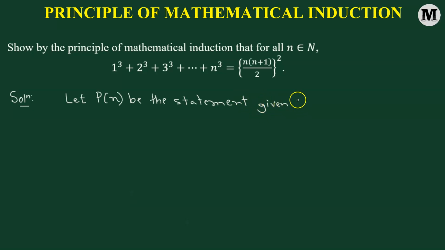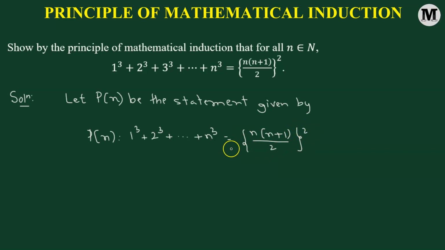This particular statement is given by P of n such that we take the equation 1 cube plus 2 cube going all the way up to n cube, that's equal to n times n plus 1 whole divided by 2 squared. This is the sum of the cubes of the first n natural numbers, and its sum gives us n times n plus 1 over 2 whole squared. We have to show that this particular statement is true. So let's name this as statement number 1.